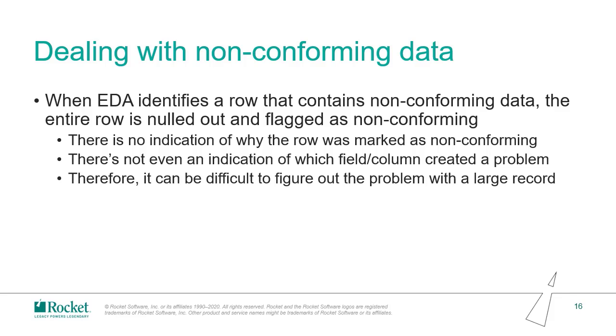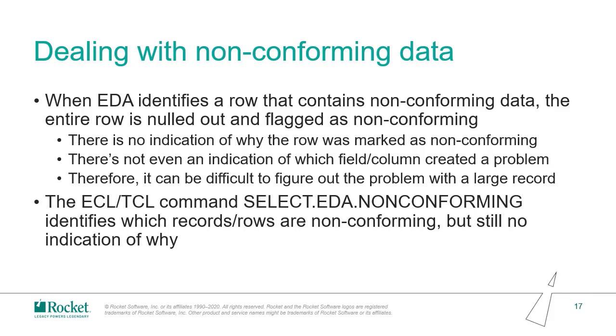So it can be kind of hard to figure out if you have a large record, 400 attributes. Well, at least one of those created something that SQL doesn't like, but you don't know exactly what. There is an ECL or TCL command called select.eda.nonconforming, which will create an active select list for any rows or records that are non-conforming, but it still doesn't tell you why they're non-conforming.